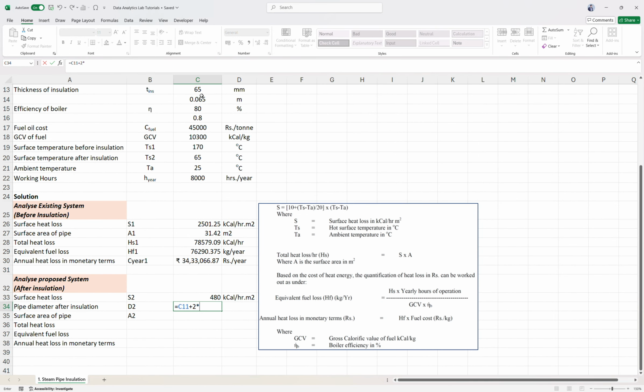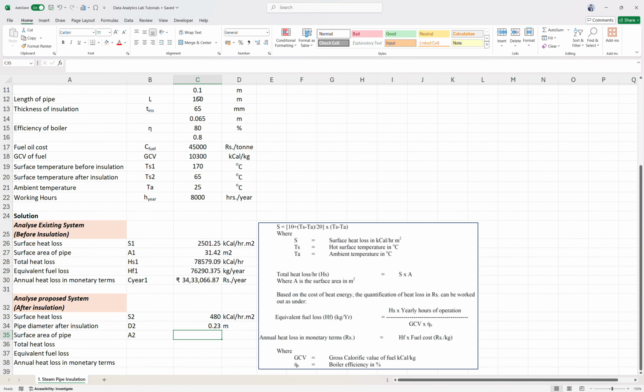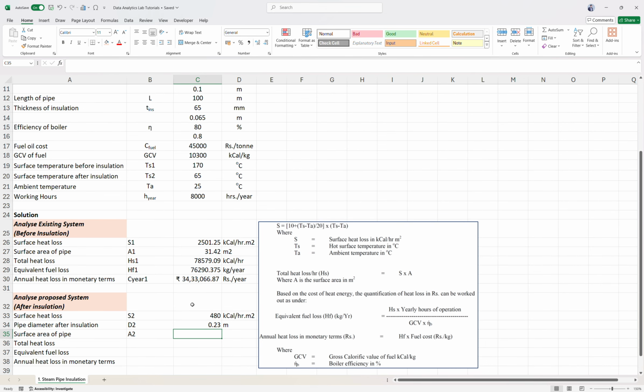times whatever is thickness of insulation. So the value of this D2 is now available with me. So surface area of the pipe after insulation, so equal to pi into second diameter into length will remain same, hence length, tab. So 72.25 is the area of the pipe after insulation. You can adjust the decimal places as you like.